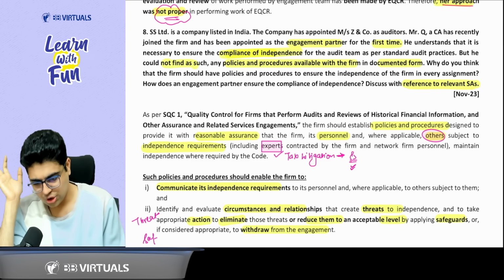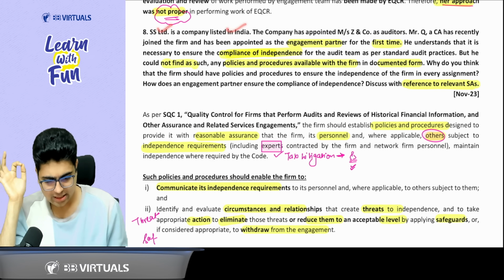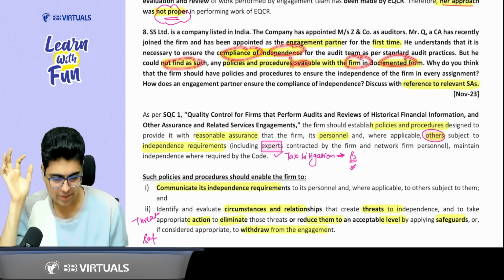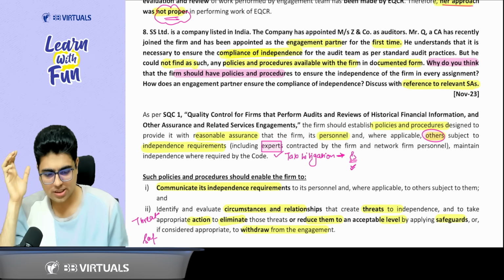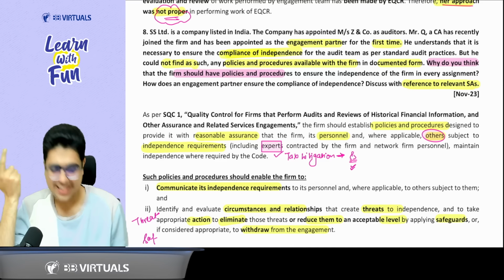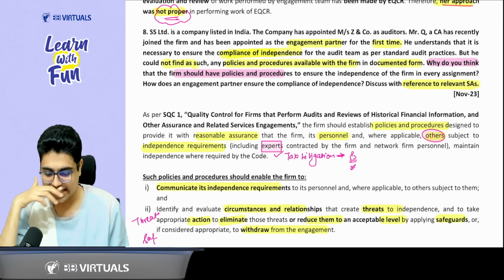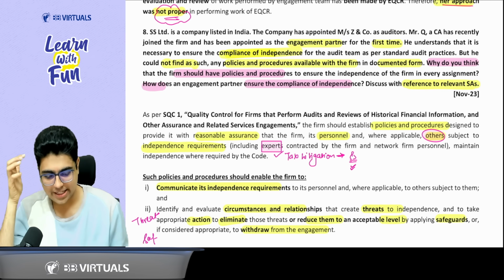Please come to question number 8 of your question bank. It says SS Limited is a listed company. Engagement partner is doing the audit for the first time. They want to comply with the independence, but they don't find any policies within the firm in documented form. First of all, they have asked, why do you think that the firm should have policies and procedures so that people remain independent? Discuss. And the second thing says how they can ensure compliance with independence by creating policies.